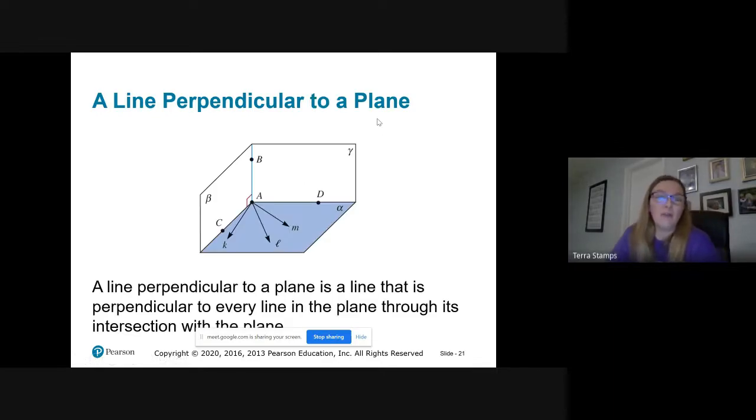You can have a line perpendicular to an entire plane. So if you think about taking a pencil and standing it up on a desk, that line, the pencil, is now perpendicular to every line you can draw that shares a point with that pencil. In this case, it looks like the corner of a room. So that line right there going through B and A is perpendicular to every single line coming out of point A.